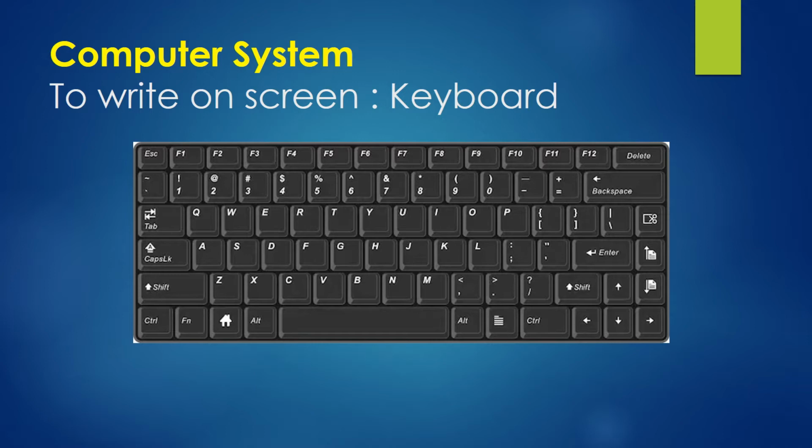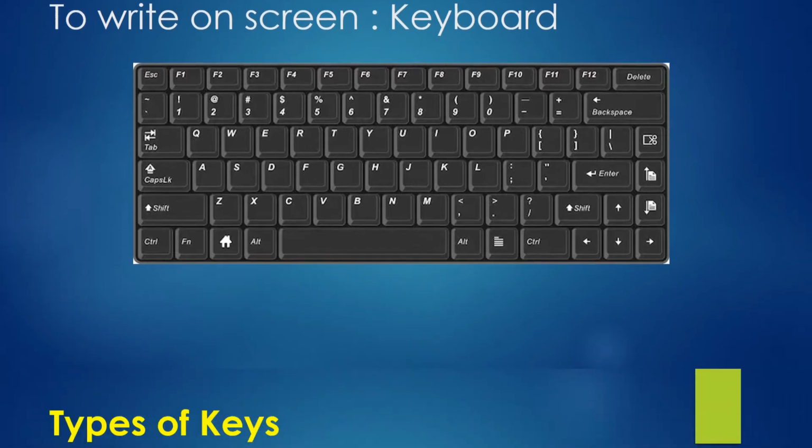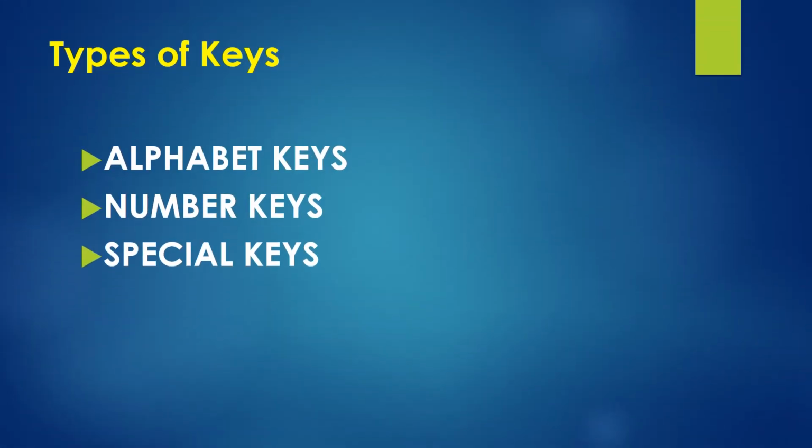So let us see what the keys are. First is alphabet keys, and next is number keys, and next one is special keys. So let us see all these types of keys one by one.